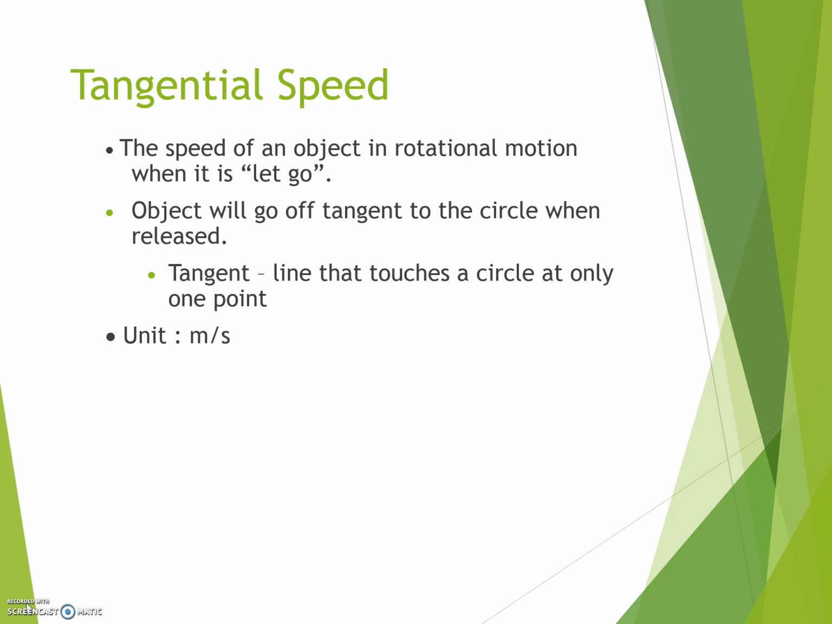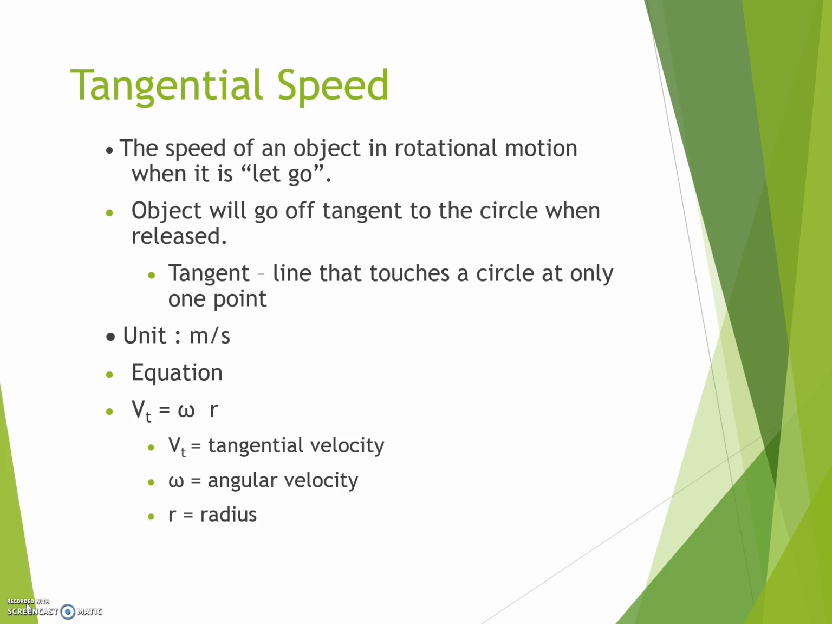The units for tangential speed are meters per second. And to calculate tangential speed, we would use this equation here, where v sub t stands for the tangential velocity, or the tangential speed. That w stands for the angular velocity, and r stands for the radius.